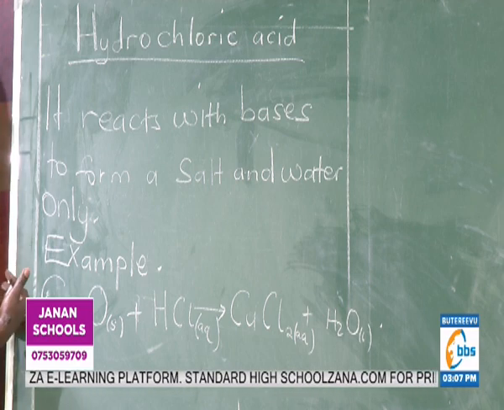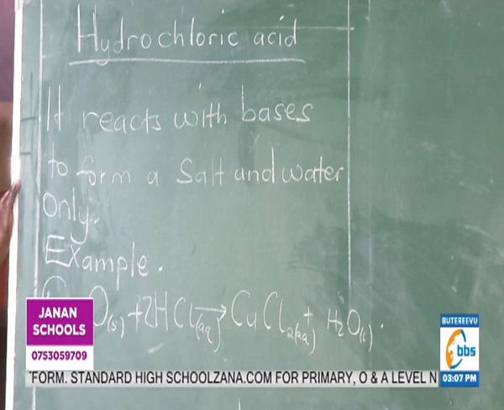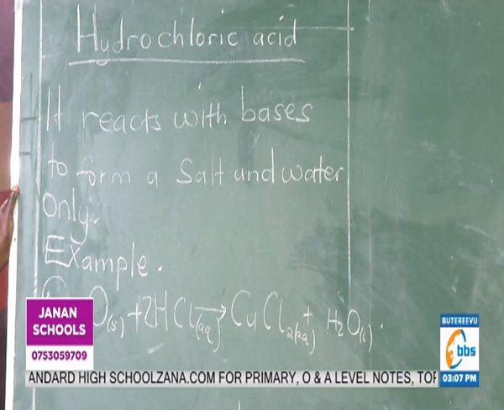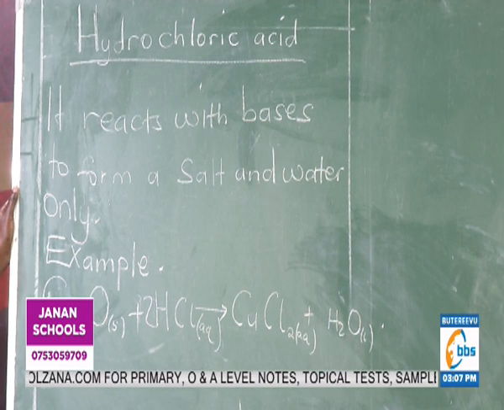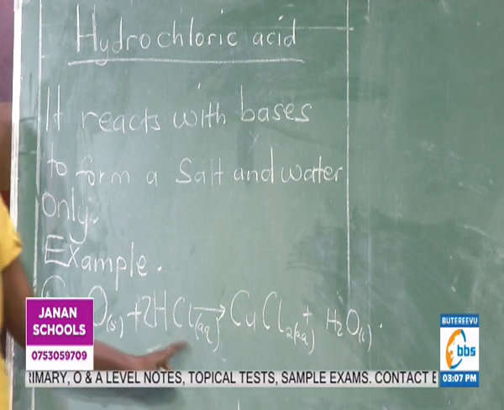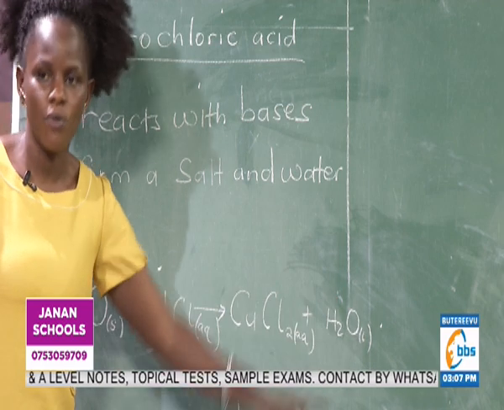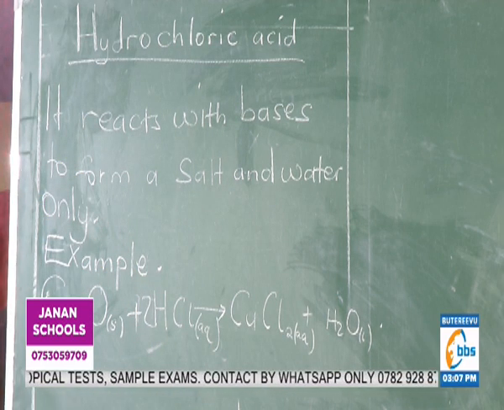Therefore, let us try to balance our equation. We shall balance our equation by putting a 2 on hydrochloric acid. And when you try to see it, now our equation is balanced. So this is our base. This is our acid. We are forming a salt and water. And such a reaction is a neutralization reaction.